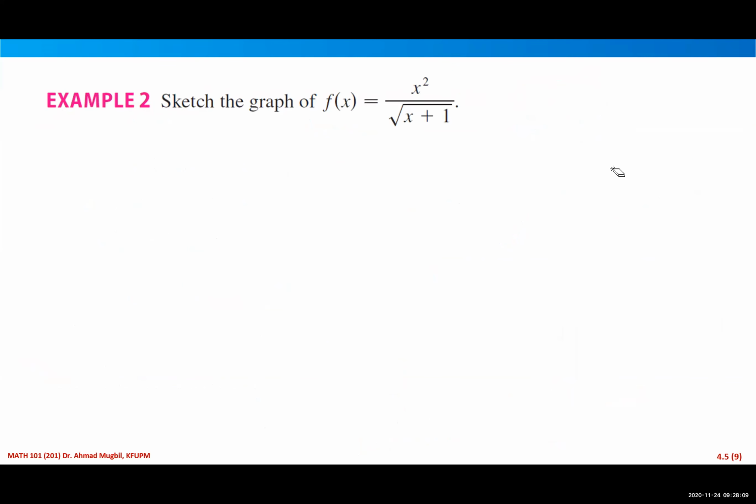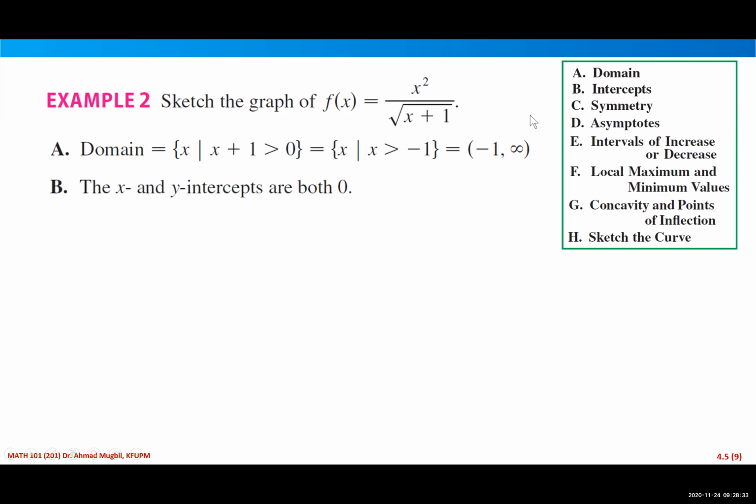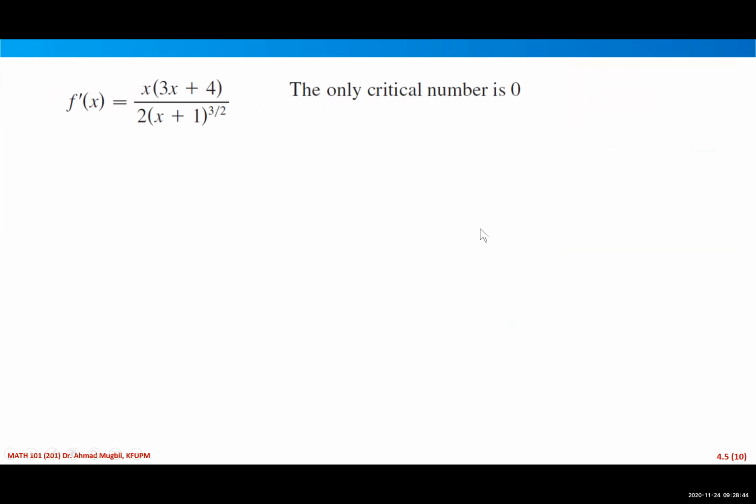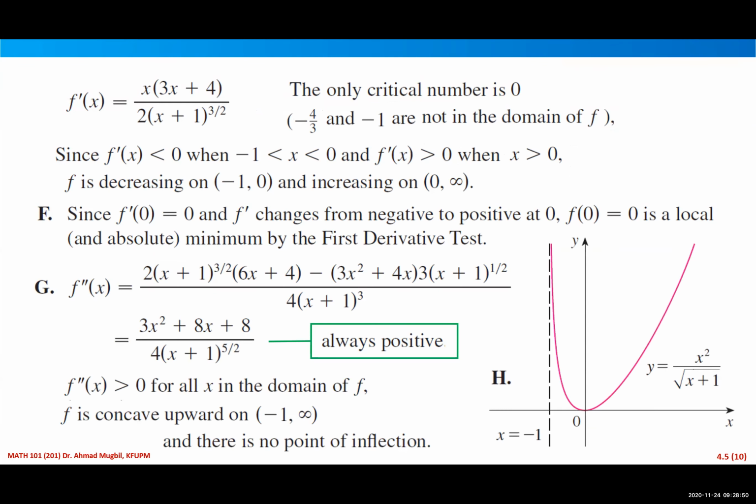Okay, I think, ya shabab, it is enough. This is another rational function, but now it is not a polynomial over a polynomial; it is a polynomial over a radical. So the idea is almost the same. Let me skip this example; we will go back if we have time. What you need to do is follow the guidelines. Start with the domain. The domain here is not a closed interval or all the real numbers. What is inside the radical should be positive, so it is from -1 to infinity. I'll go back to this, inshallah, at the end of the class. But there are interesting ideas that you need to know about such graphs.